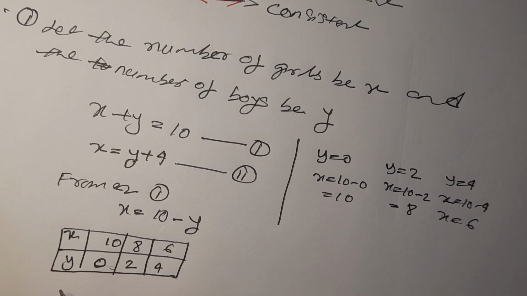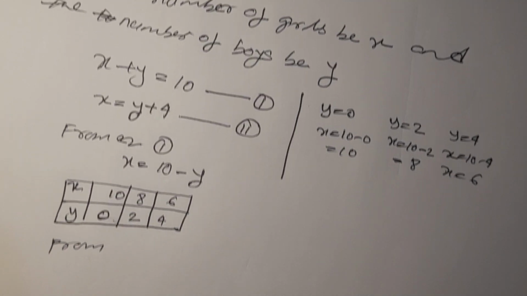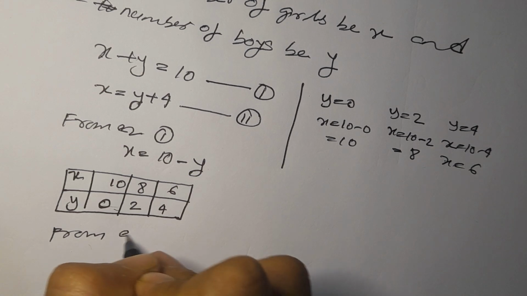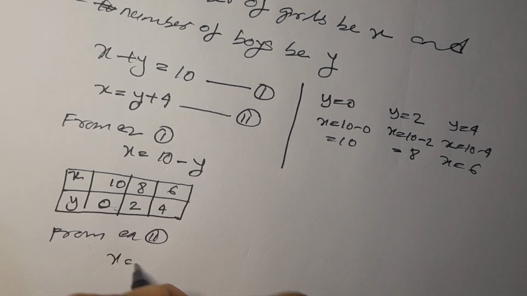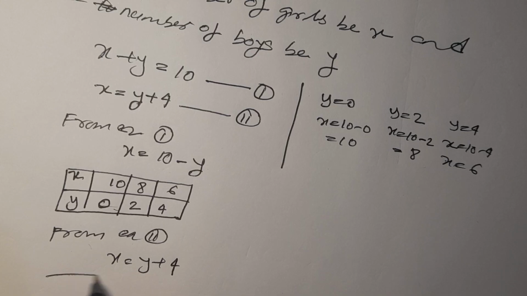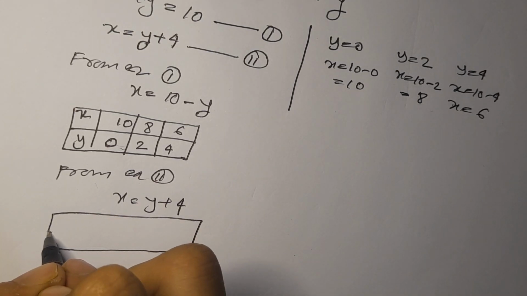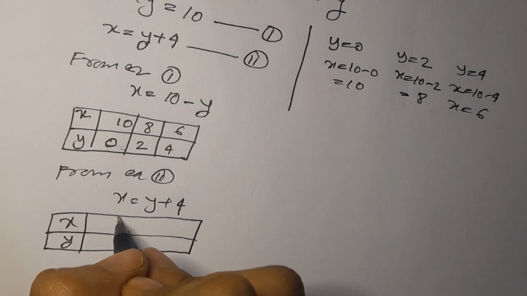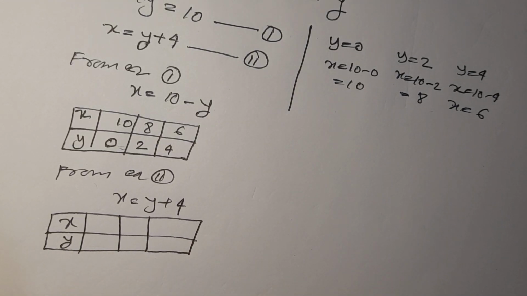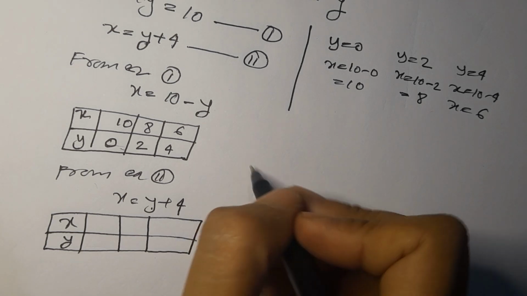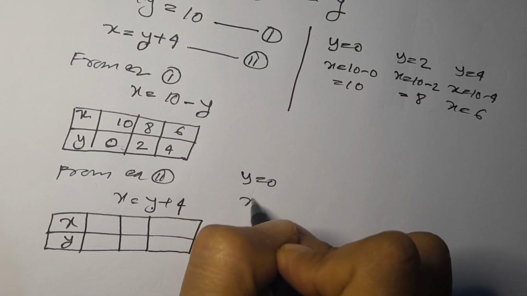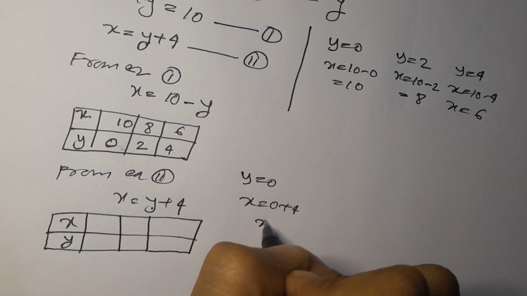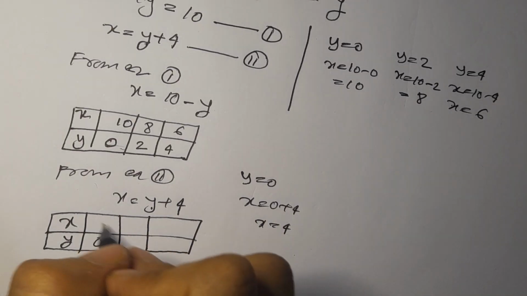Now come to equation number 2. Equation 1 is complete. From equation 2, that is x equal to y plus 4. Always start with 0. X, y, 1, 2, 3. Put the value of y as 0. Y equal to 0, x equal to how much? x equal to 0 plus 4, that is x equal to 4. Y equal to 0, x equal to 4.